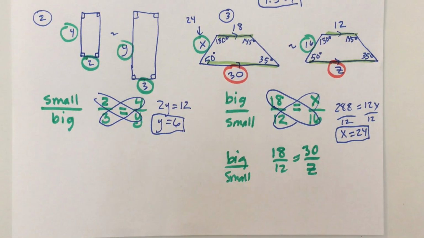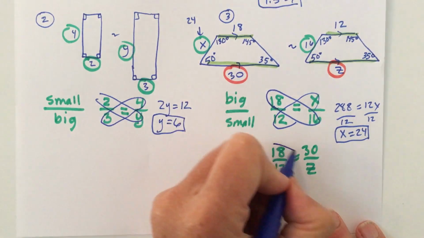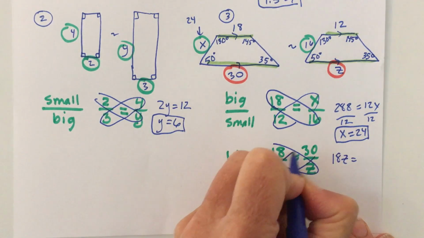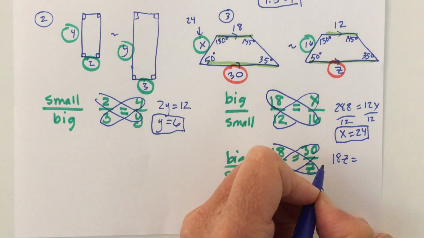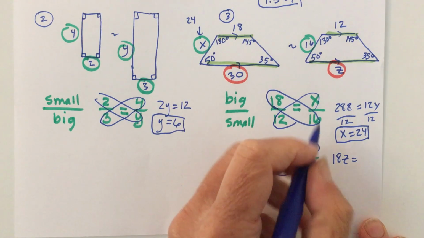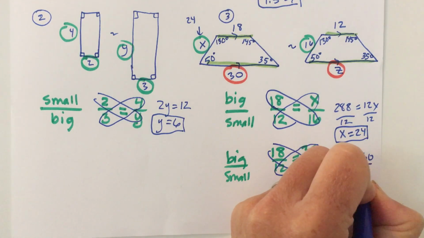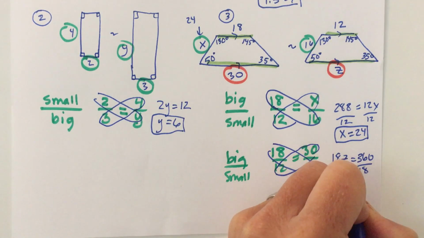All right, and then to solve, you cross multiply. So we have 18z equals 12 times 30. 12 times 30 is 360. Divide by 18, and you get that z equals 20.